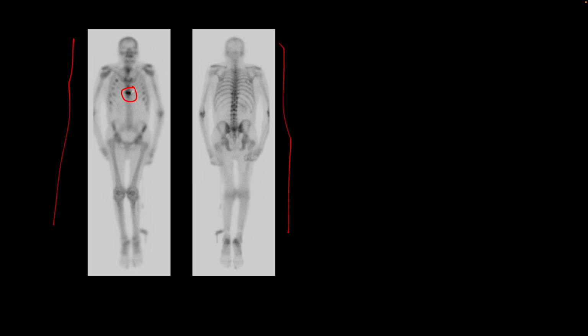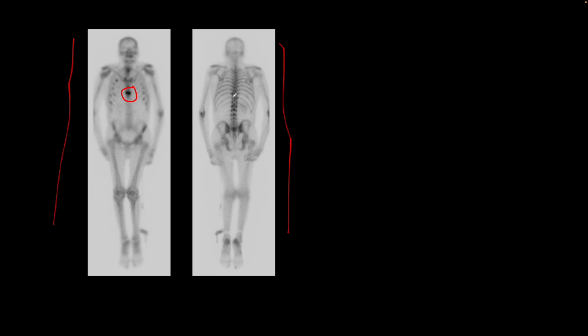Here, the other point I want to make is that we acquire images in anterior and posterior projections because the structures that are closer to the anterior camera head will be better seen on the anterior image, and the structures posteriorly located are better seen on the posterior image. So this focus of increased uptake in the sternum is not seen on the posterior image because it's closer to the anterior camera head, and that's the reason we acquire both projections.